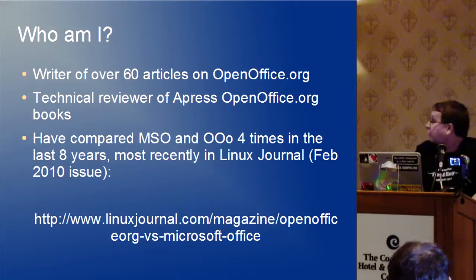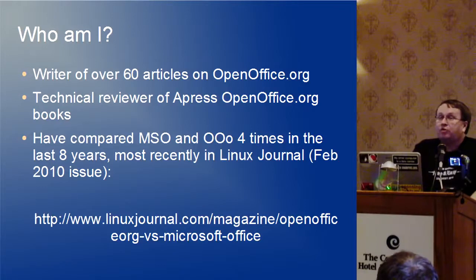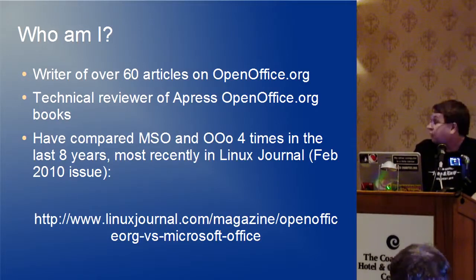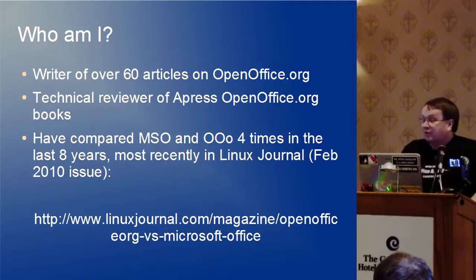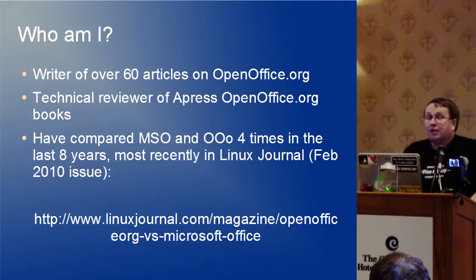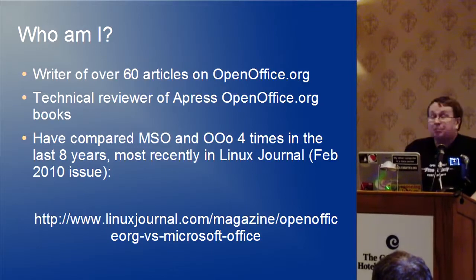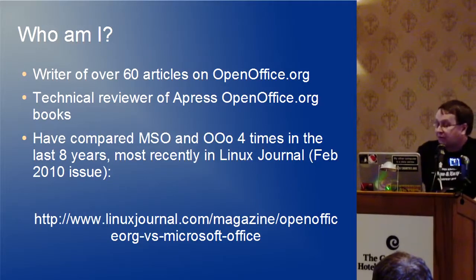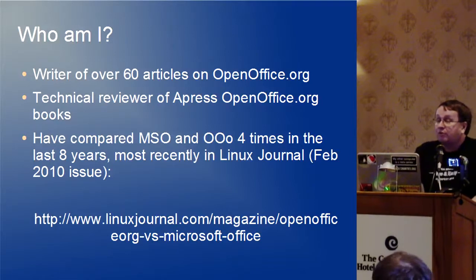More to the point, I've fallen into a tradition about every 2 years or so over the last 8 years of doing a comparison of the two Office suites to see exactly how they stack up against each other. The most recent one was in February in the Linux Journal. That's now available online. Obviously, there's a lot of stuff to talk about, so I'd like to hit some of the highlights and go very briefly through some of the major applications. The comparison I'm talking about, for those who want the exact detail, is OpenOffice.org 3.2 and Microsoft Office 2007.